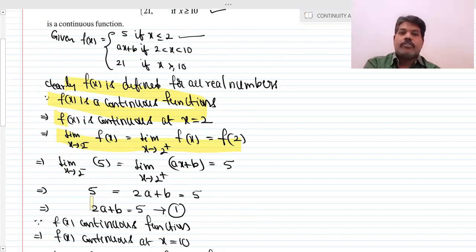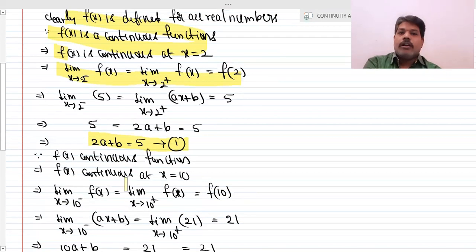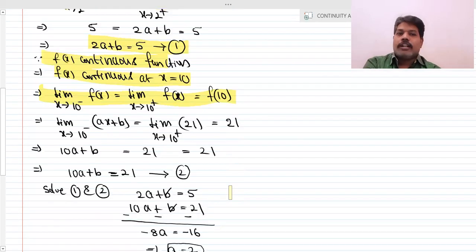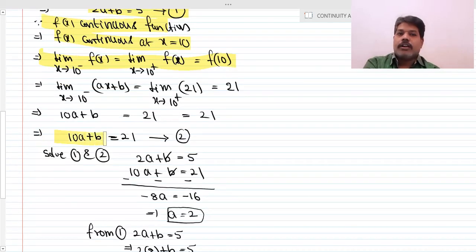So equate that value, you will get one equation, that is 2a plus b is equal to 5. Since f of x is a continuous function, f of x is continuous at x is equal to 0. By the definition, left hand limit is equal to right hand limit is equal to the function value. Automatically you will get equation number 2, that is 10a plus b is equal to 21.